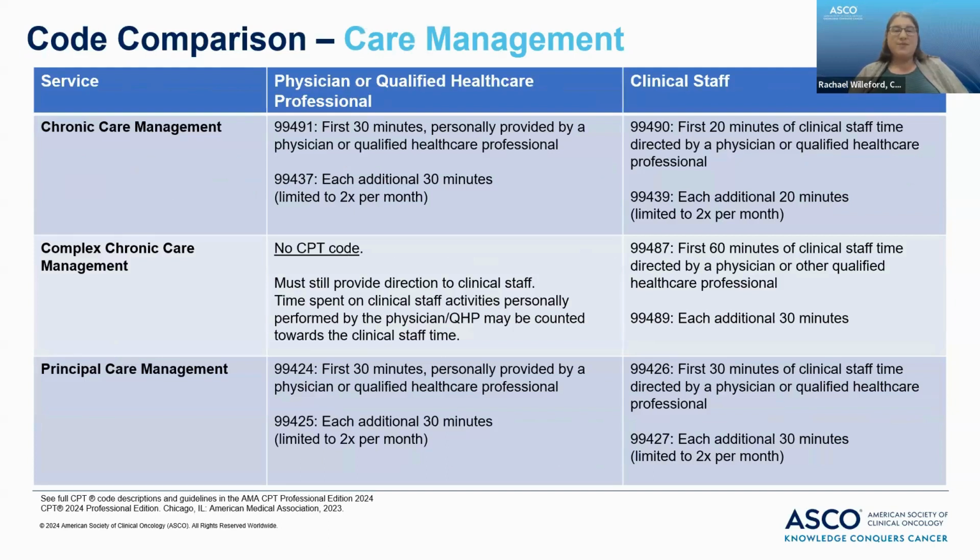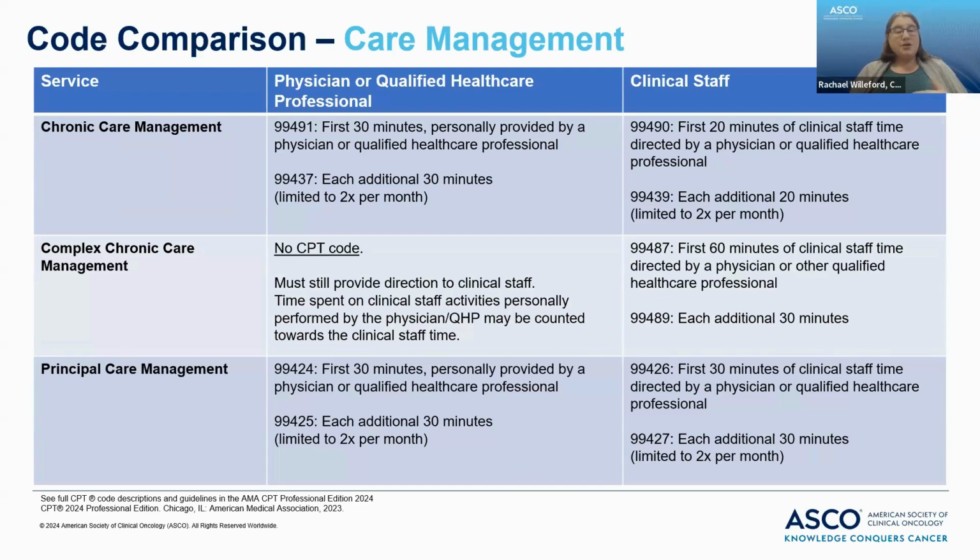Chronic care management is billed with a 99491 for the first 30 minutes and a 99437 for each additional 30 minutes. And this is if it is activities reported by the physician or qualified healthcare professional. If it is provided by the staff, it would be a 99490 and a 99439 for the first 20 minutes and each additional 20 minutes. Those add-on codes are limited to 2 times per month.